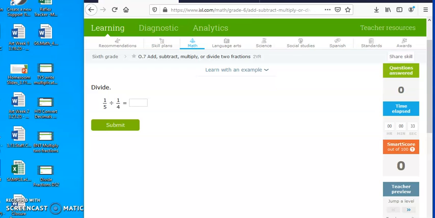Okay, so for this skill, we're going to add, subtract, multiply, or divide two fractions. So we know we've been working on doing these things, and if we just make sure that we remember all of the steps in adding, subtracting, multiplying, and dividing fractions, we're going to be fine. So our first problem here is a simple one. It's 1 over 5 divided by 1 over 4.